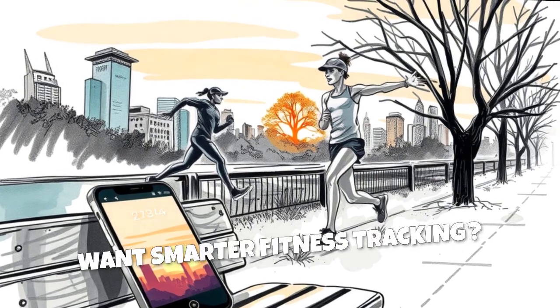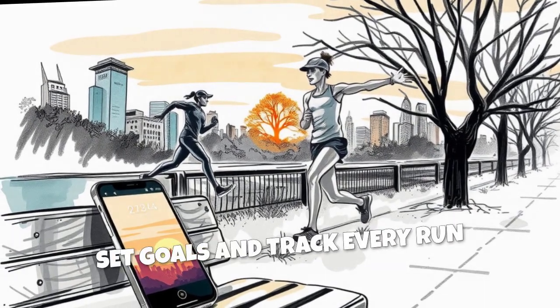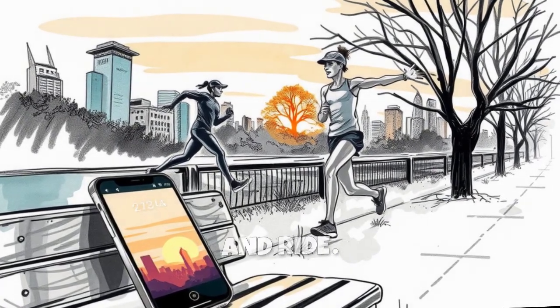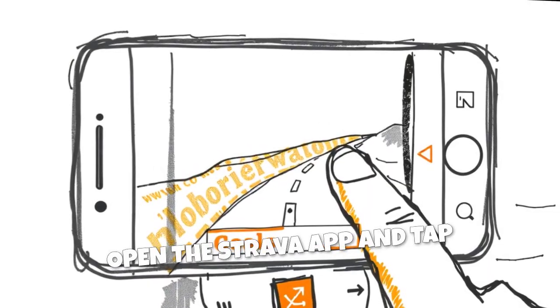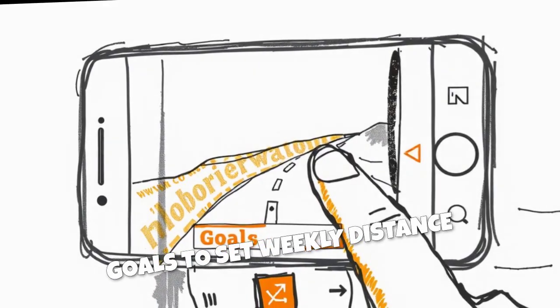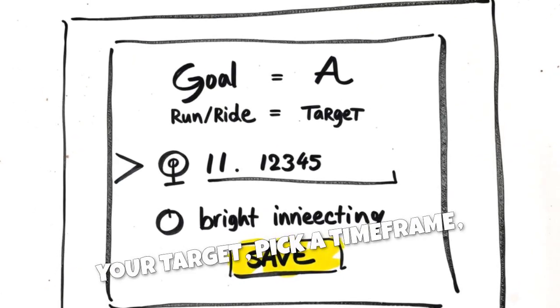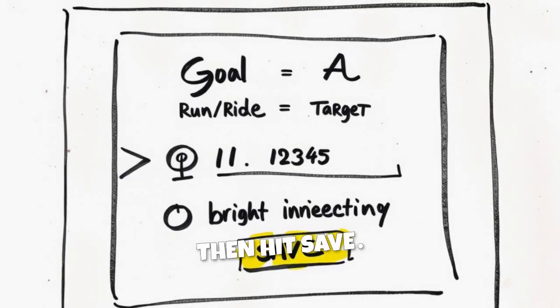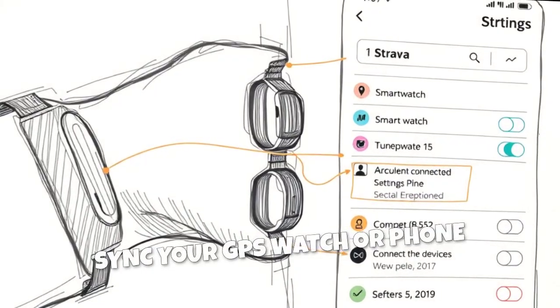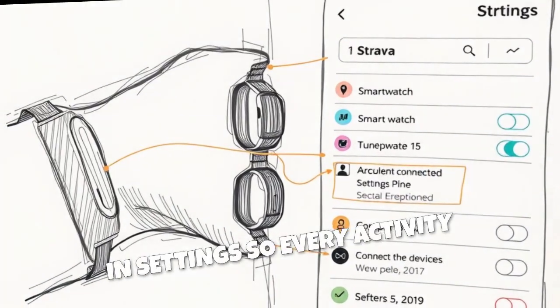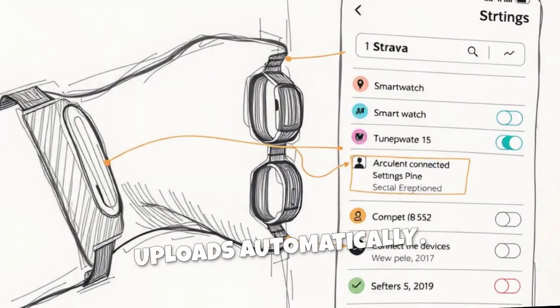Want smarter fitness tracking? Here's how to use Strava to set goals and track every run and ride. Open the Strava app and tap Goals to set weekly distance or time targets. Choose running or cycling, set your target, pick a time frame, then hit Save. Sync your GPS watch or phone in settings so every activity uploads automatically.